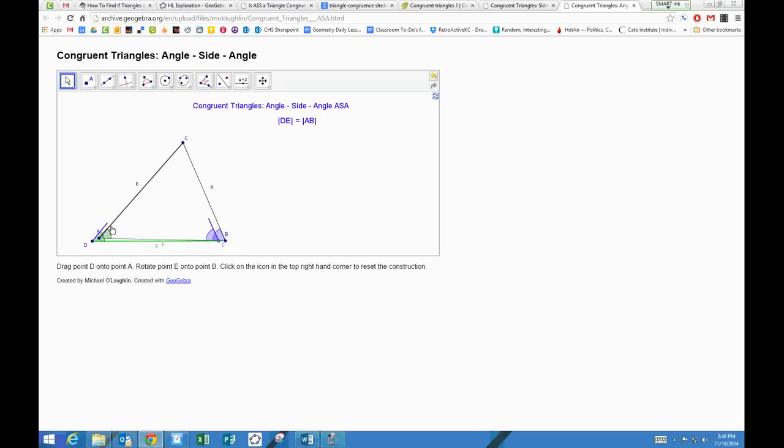All right, and then what I would simply do is I would have to stretch out those side lengths. Whoops, excuse me. I'm trying to grab this one. There we go.